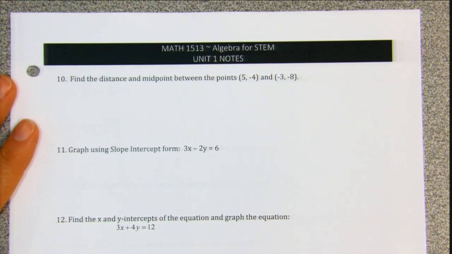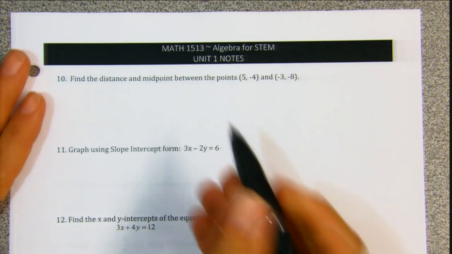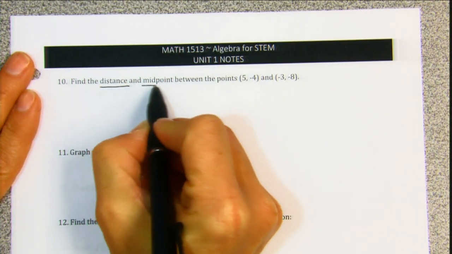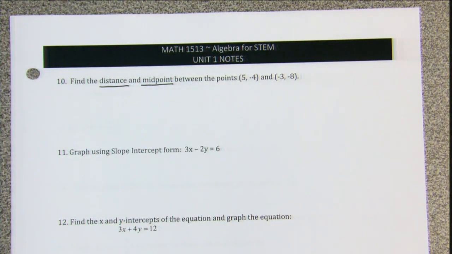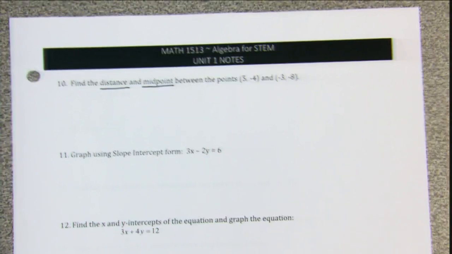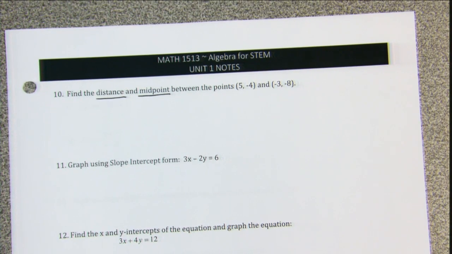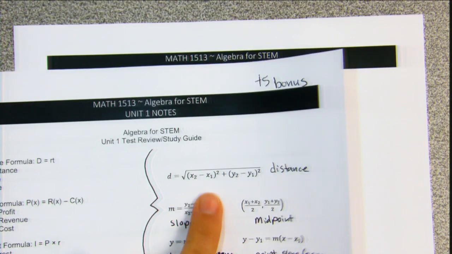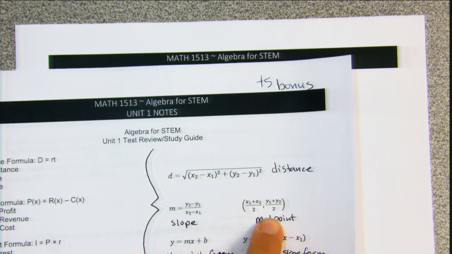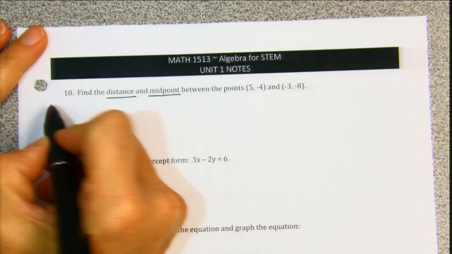Let's go to number 10. We do have a distance and the midpoint that we have to find on a problem. Just make sure you don't forget, because it says both. Sometimes people will do the distance and forget to do the other. If you remember, the formula was over here and here. So that's given to you. You don't have to memorize it, but that's where I'm getting what I'm going to do next.